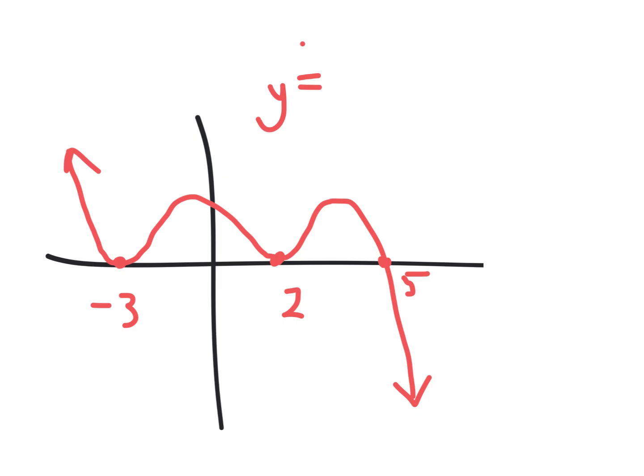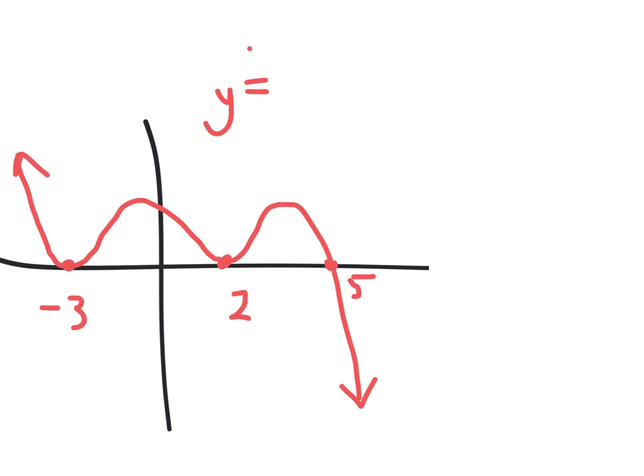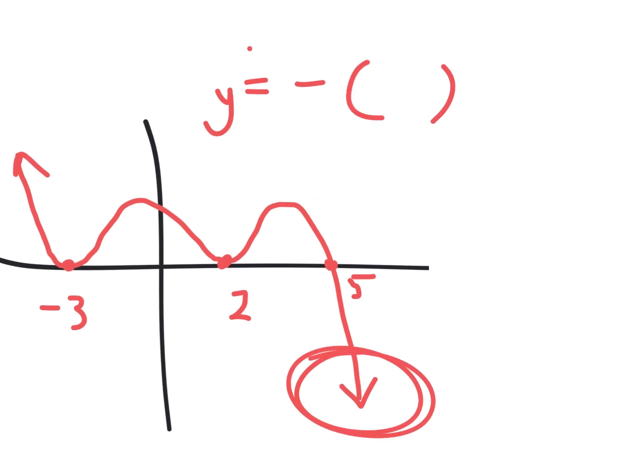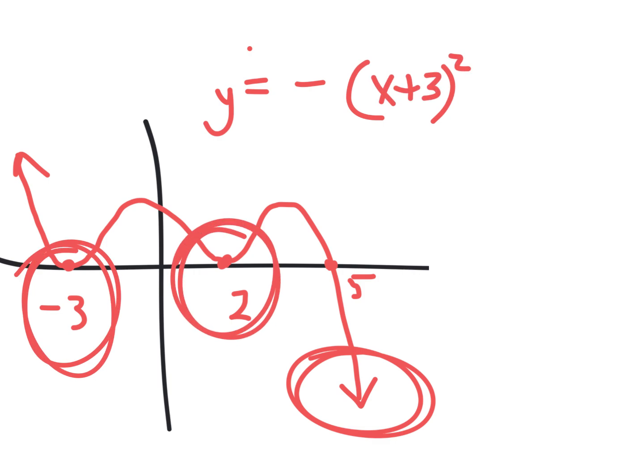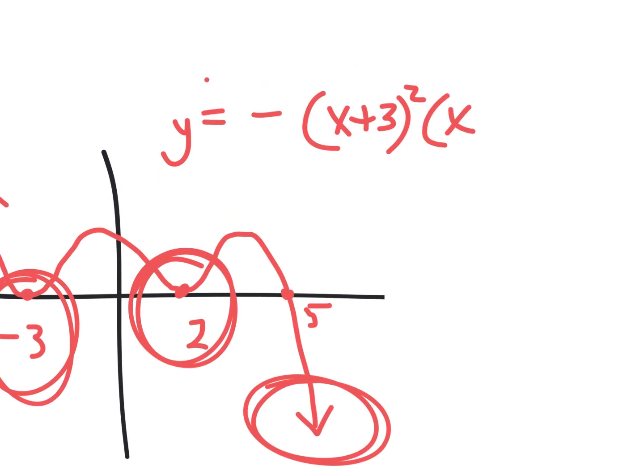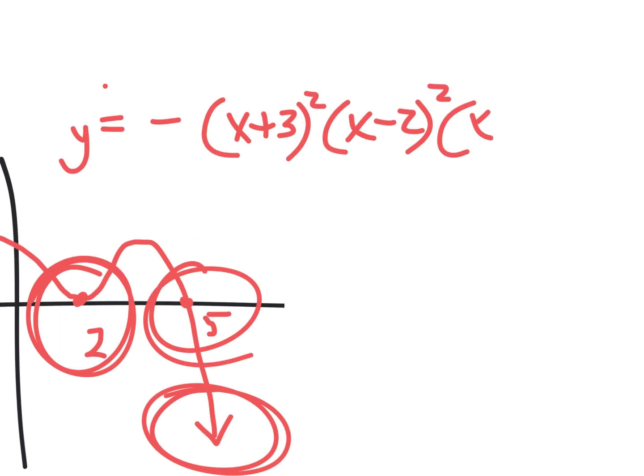So we practiced this one more time because there was a bunch of kids that wanted one more try on this. Negative, because it's going down on the right. Parenthesis, x plus 3, and that one's bouncing, squared. This one tells me x minus 2, also bouncing. And this one's x minus 5, just passing through, though. Power of 1.